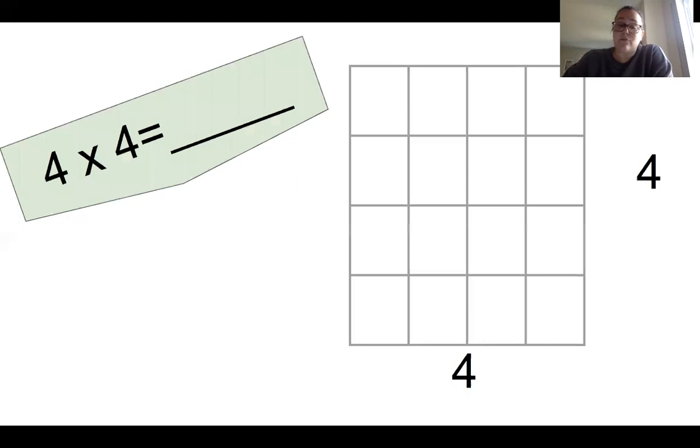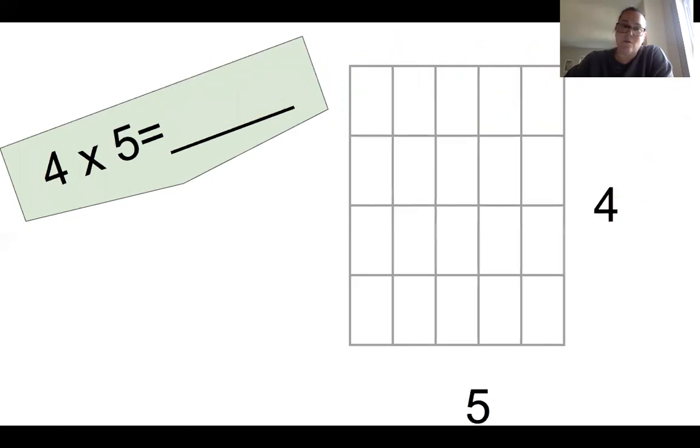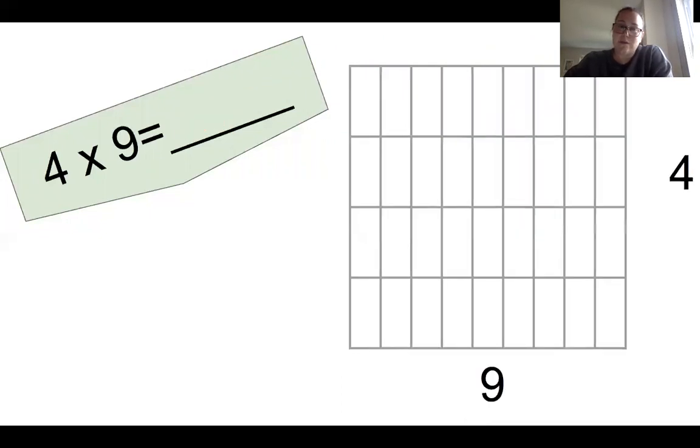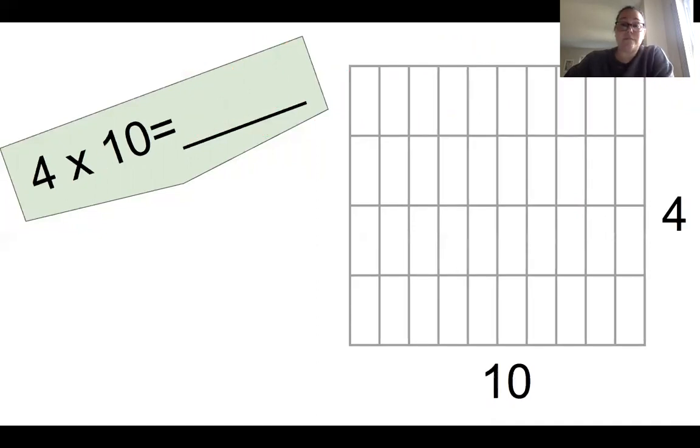I'm going to move pretty quickly through this. So if you need to use the visual next to it to help you solve the problem, you can pause the video as you need to. 4 times 4 equals 16. 4 times 8 equals 32. 4 times 5 equals 20. 4 times 9 equals 36. 4 times 6 equals 24. 4 times 10, you got it, 40.